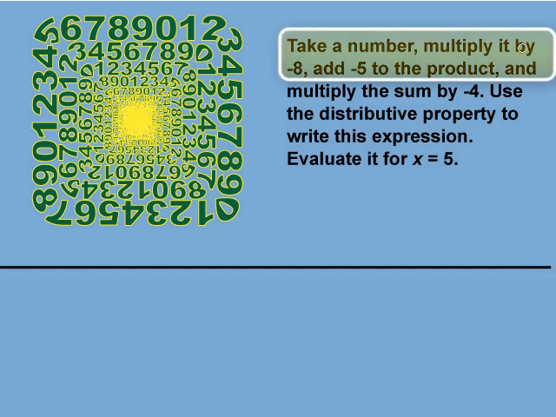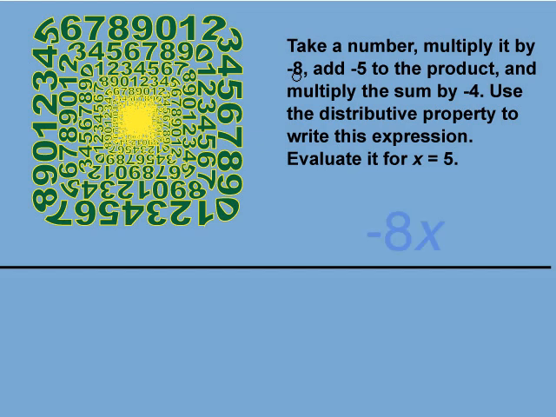Take a number, multiply it by -8. Since we don't know which number, we designate it as -8x. This number is increased by -5, so we write -8x plus -5. This sum, or the entire expression, is multiplied by -4. So we enclose the expression in parentheses and multiply the whole expression by -4, as shown here. This is the mathematical equivalent of this verbal expression.